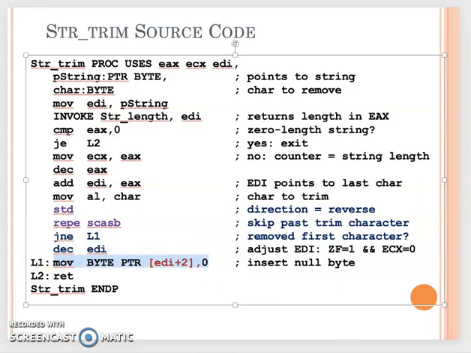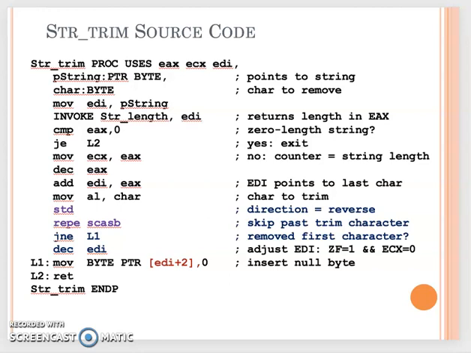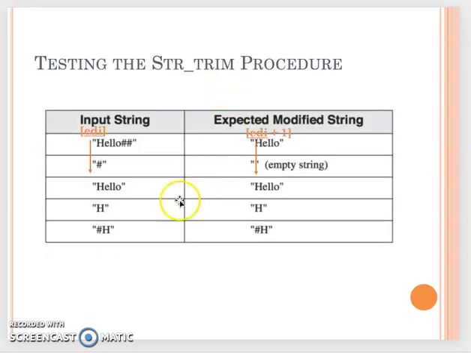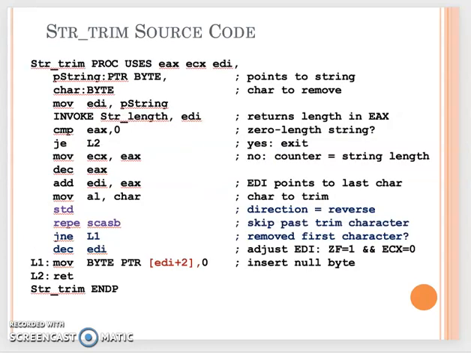Okay. This example is a little complicated. You really need to go over it to see all the cases we have. So look at this one. You see how the pointer, how the EDI moves. So that's why in this case we can only trim the trailing character. Now only for these cases. So that's our string procedure example.